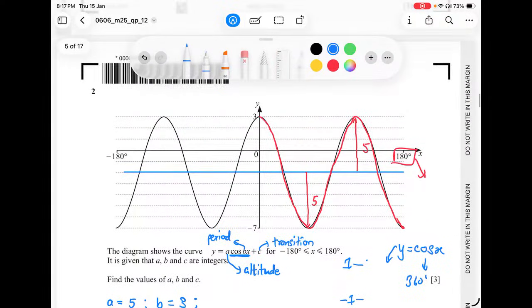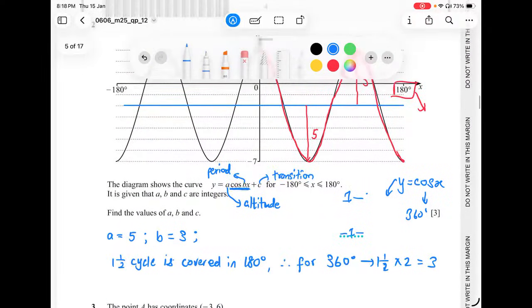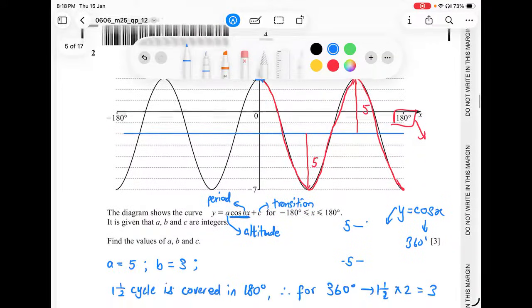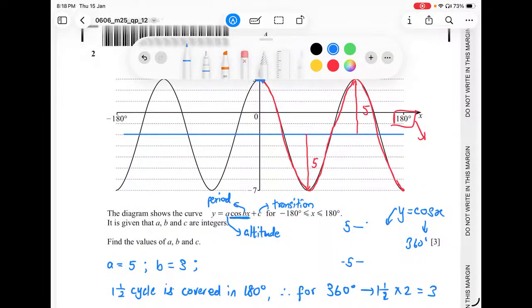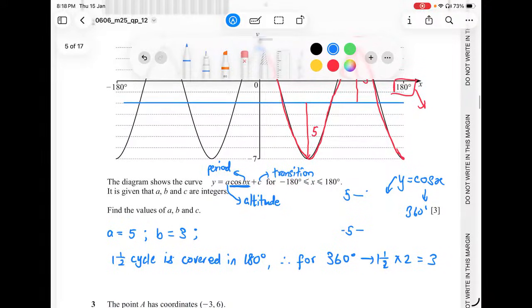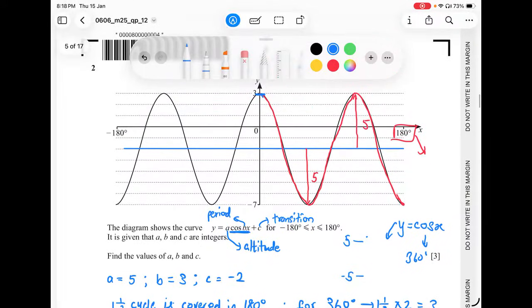And since here it's already 5, it should start from 5 to -5. So the altitude is changing, so you start from 5 to -5. But here it starts at 3. So from 5, you have moved the graph 2 steps down. That's why your C should be -2, because 5 minus 2 is equal to the 3 you got here.